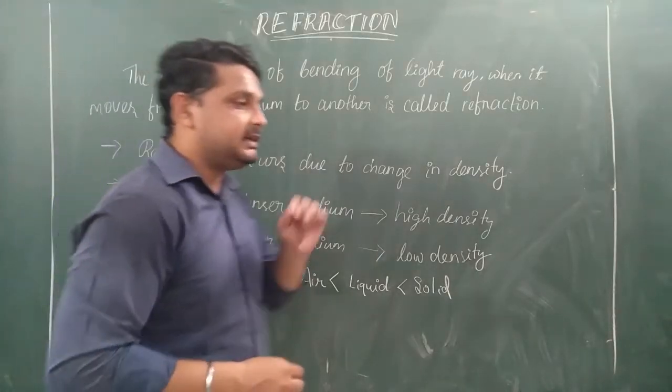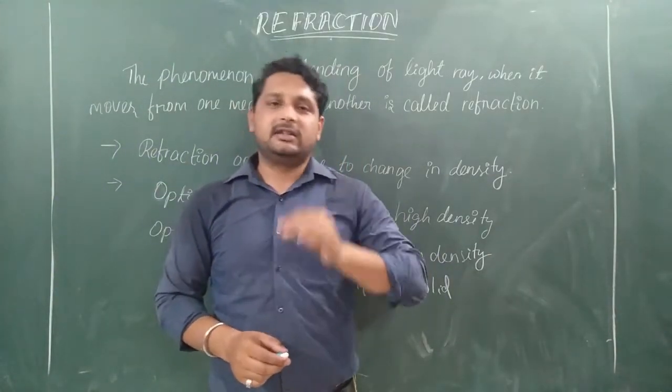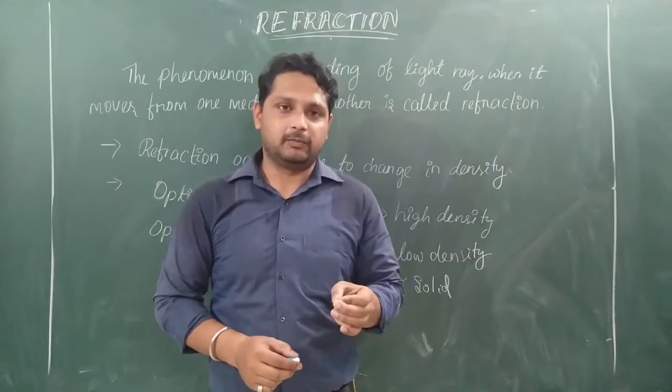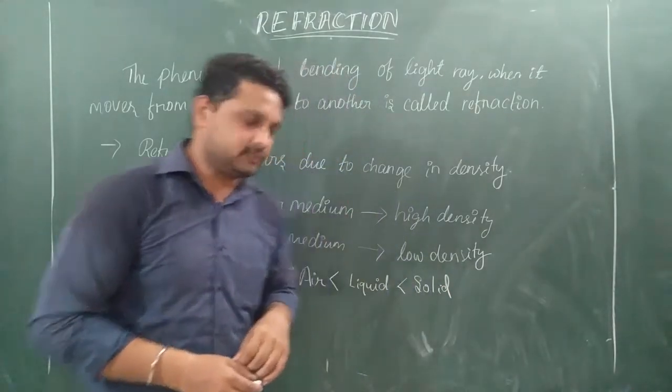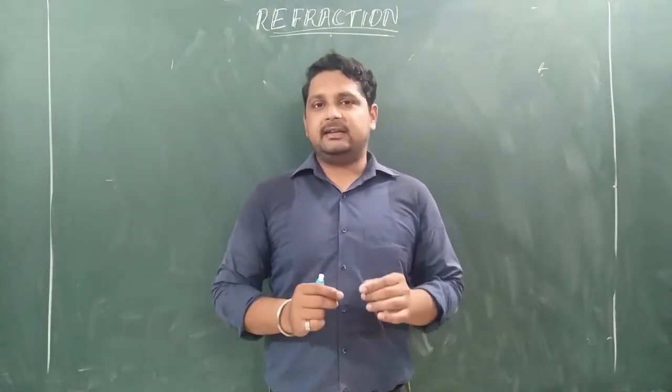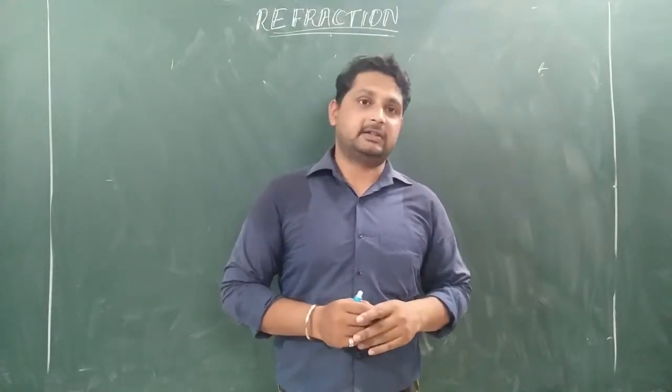In vacuum, you can see the least density. So the light travels the fastest in vacuum, and the slowest in solid. Understood? Noted. So we understood that bending of light is refraction.